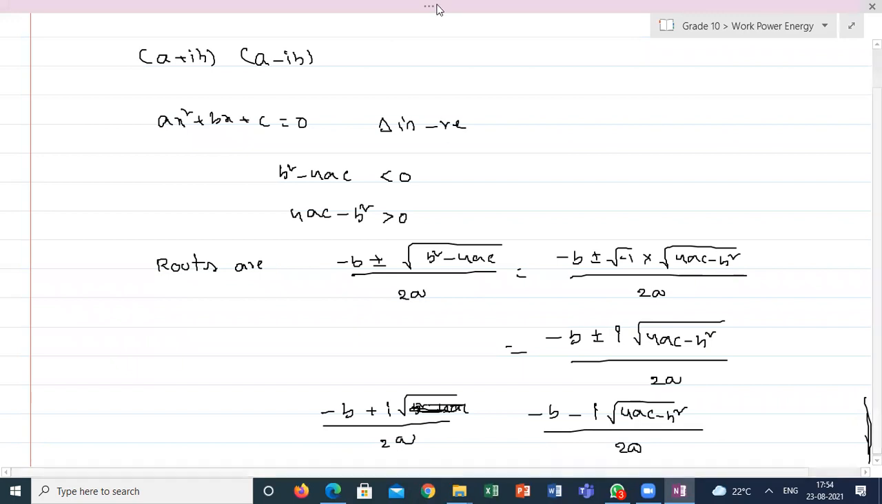This is a general proof of how I can explain that if the roots are complex, both the roots are conjugate to each other. This is a simple proof for any real values of a, b, c. I can say the roots of a quadratic equation are always conjugate to each other. Is it clear, guys? If the discriminant is negative, and a quadratic equation doesn't have any real roots, how can I say both the roots are conjugate to each other?